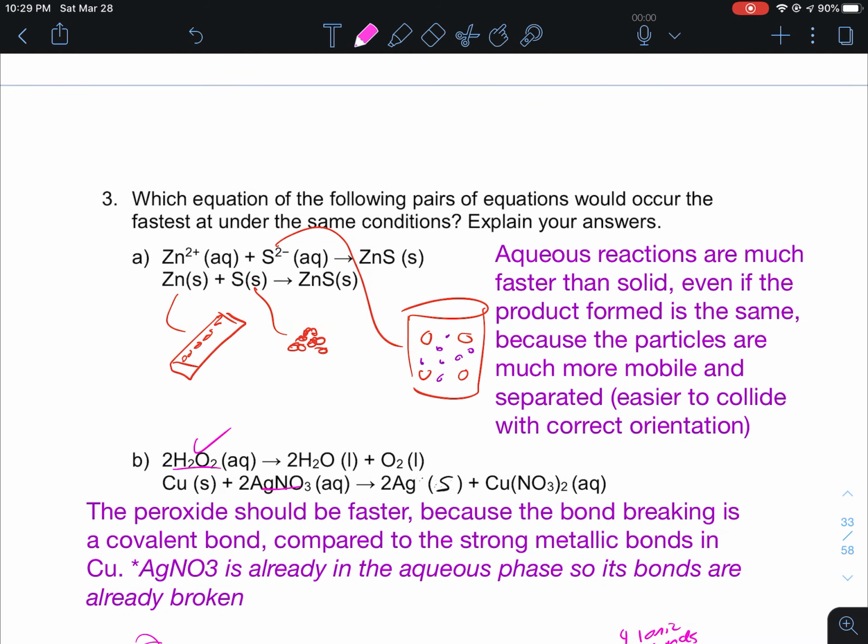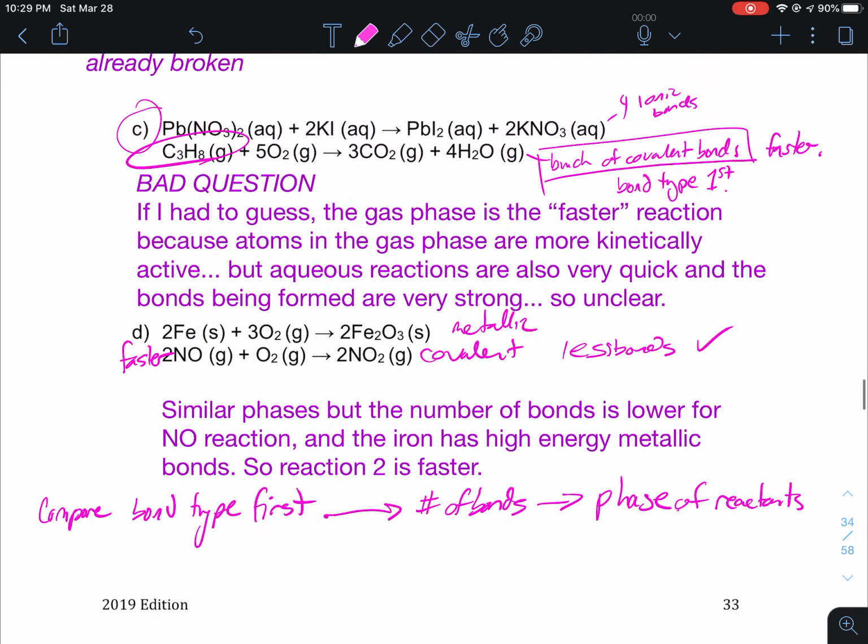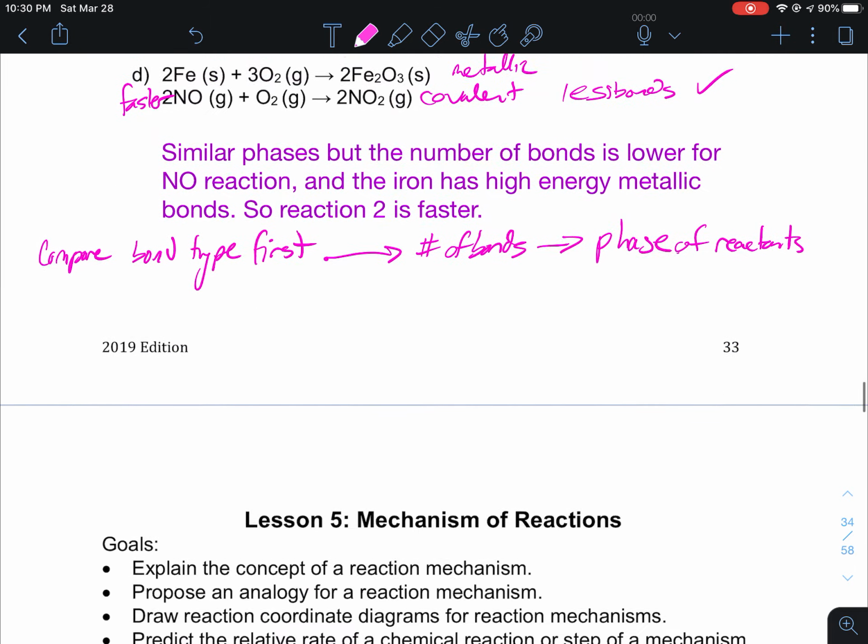Here we have the same type of bond, right? Both are ionic. Same number of bonds. So then it goes to phase. Phase determines. There we go. I knew there was a rule. I should have read those through, I guess, but that's okay.